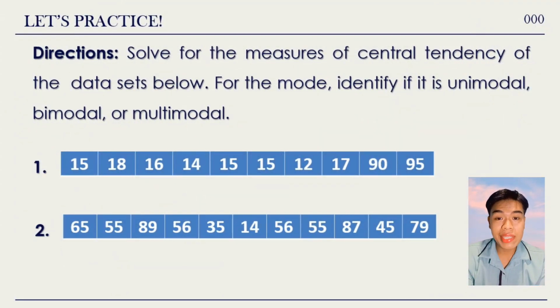For your quiz, get the measures of central tendency, mean, median, and mode, for the following datasets. Dataset 1: 15, 18, 16, 14, 15, 15, 12, 17, 90, and 95. Dataset 2: 65, 55, 89, 56, 35, 14, 56, 55, 87, 45, and 92. For the mode, determine if the distribution is unimodal, bimodal, or multimodal. You have 10 minutes to answer this quiz.